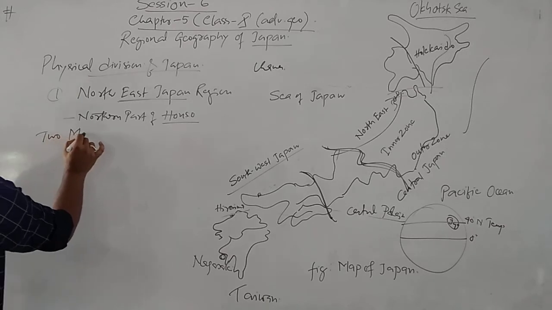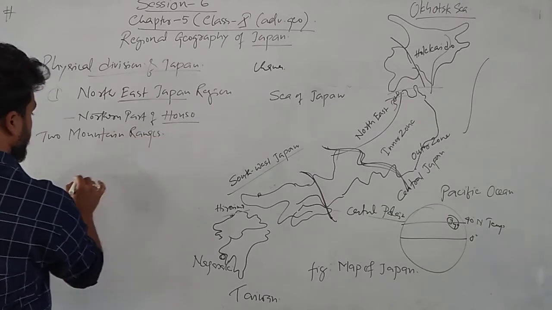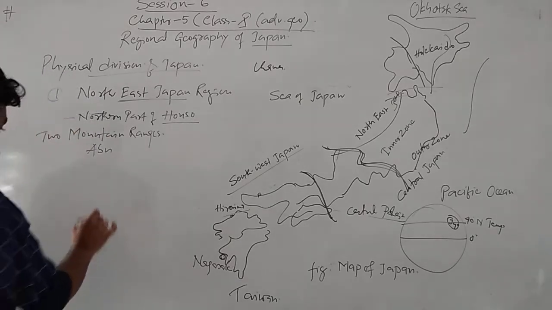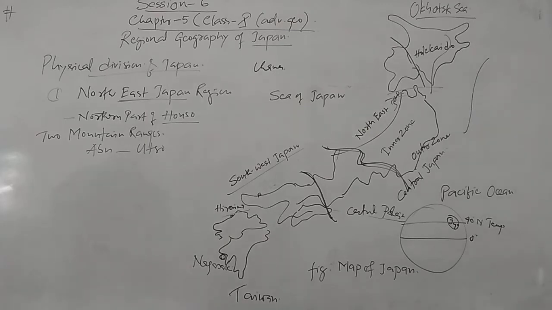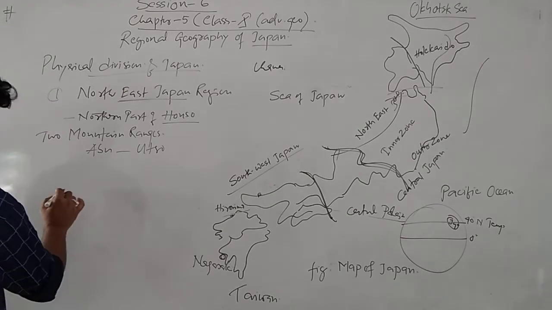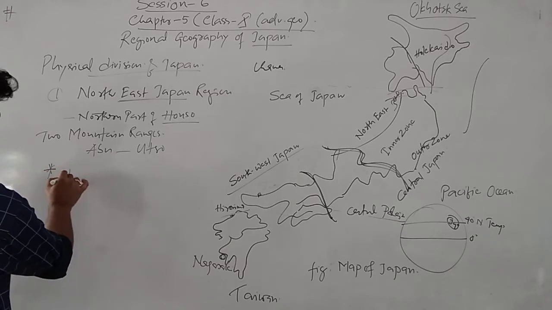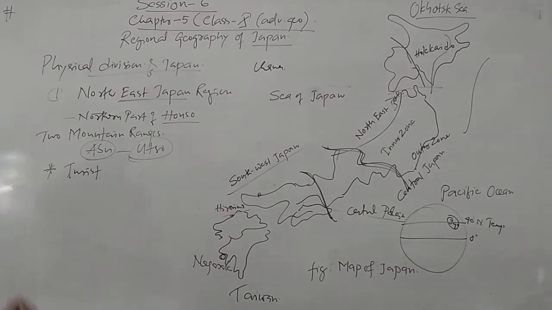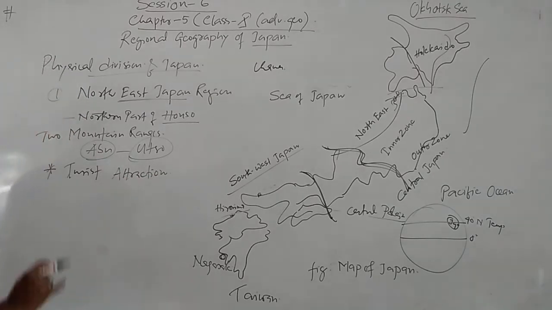Here two mountain ranges are there. What is the name? One is Abu. Another is the Utso. Okay, Abu and Utso are mountain ranges there. And again another peak is there. This place is famous for tourist activity, because the Abu mountain and the Utso mountain attract the tourists, so that's why it is famous for tourist attraction. We can write here tourist attraction.